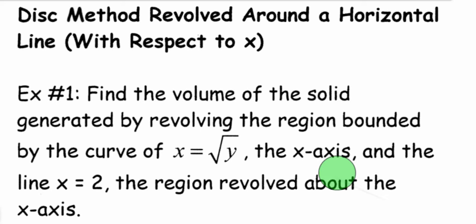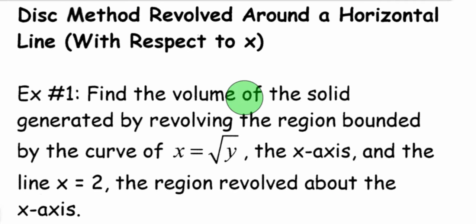Today we're going to be looking at the disk method, and we're going to compare this with volumes of solids of cross-sections and how they differ and how they're similar. We're going to be revolving around a horizontal line. Anytime it's revolved around a horizontal line, it's going to be with respect to x. For vertical, it'll be with respect to y. We'll talk about that in another example.